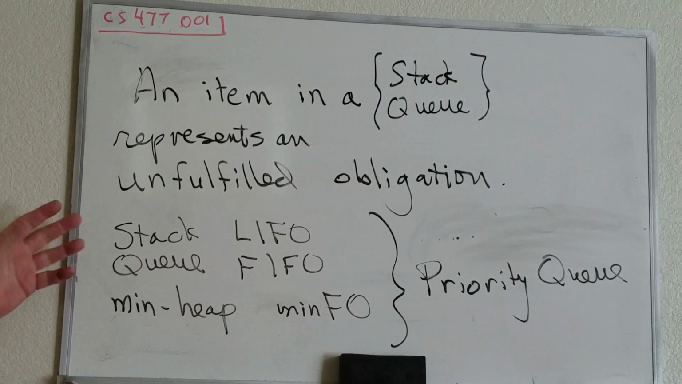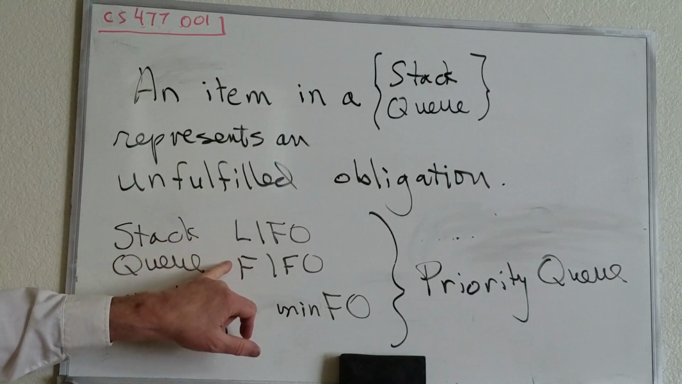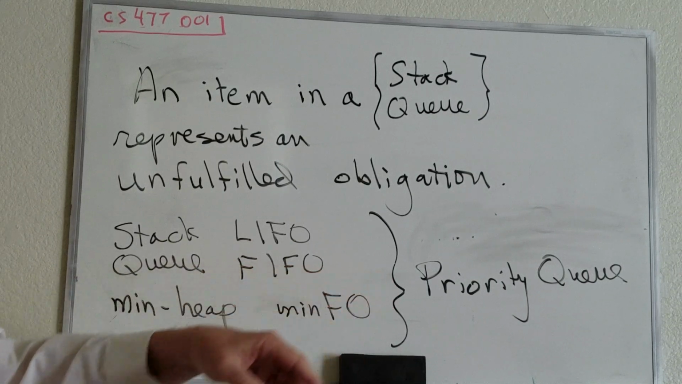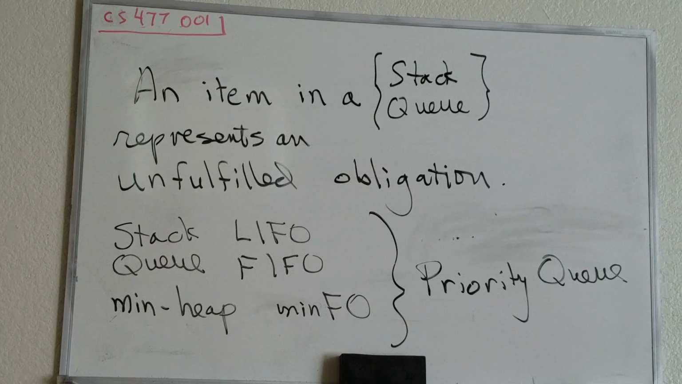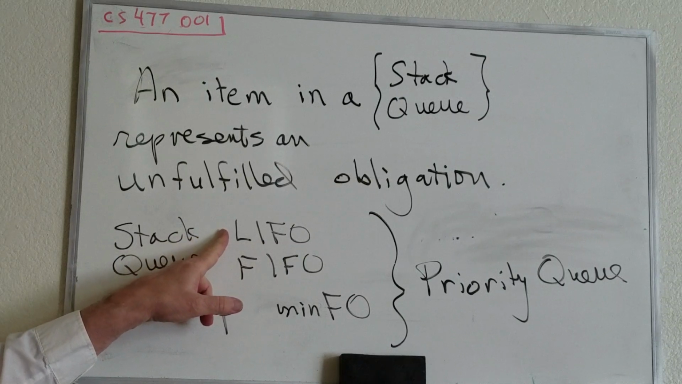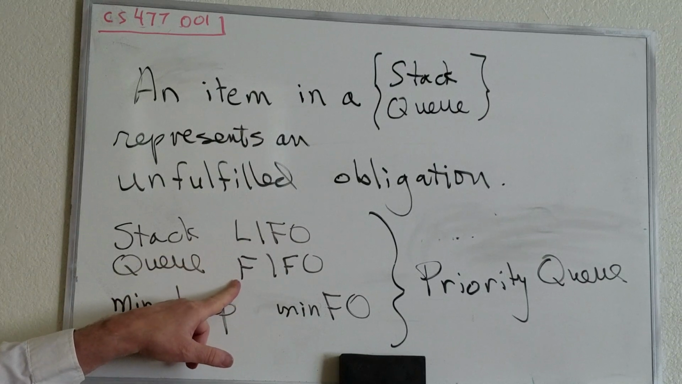Now, stack is last in, first out, queue is first in, first out. Those are examples of priority queues. The general idea of a priority queue is it holds items, and when you delete an item, you're required to delete the item which has priority. But the priority rule depends on how you set it up. If the structure is a stack, the most recently entered, or last in, has priority to be deleted. If it's a queue, the first in has priority.